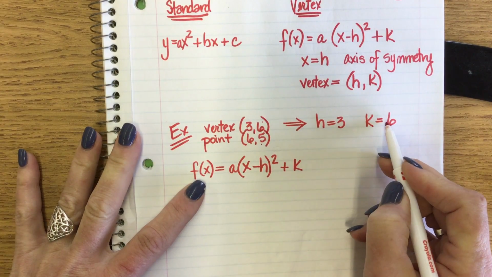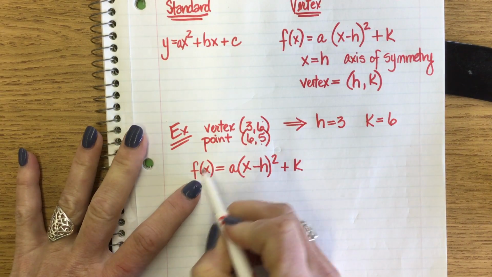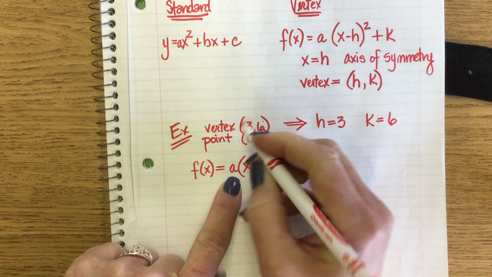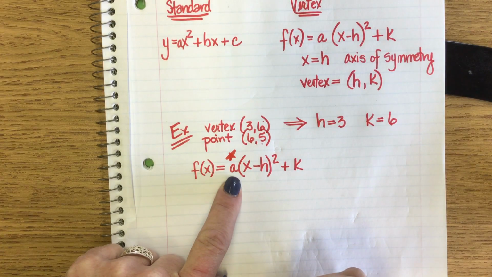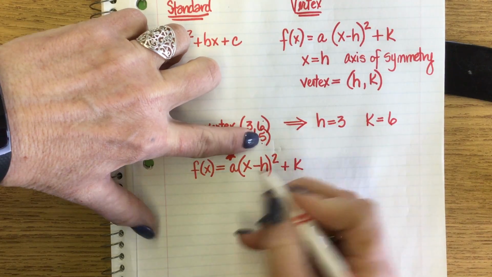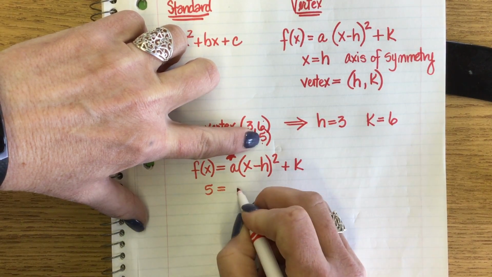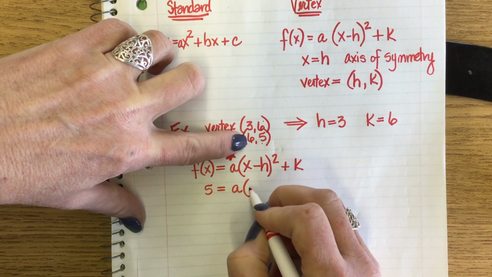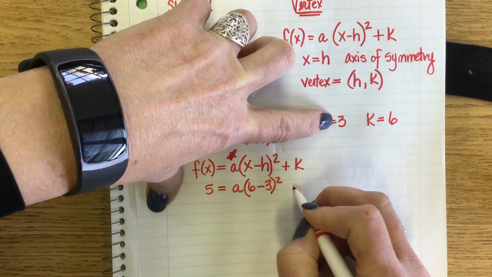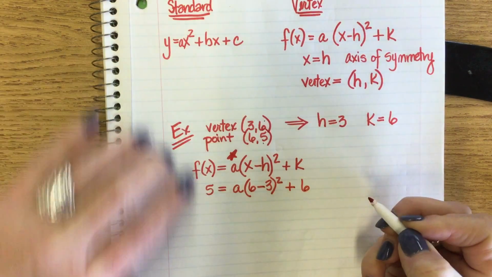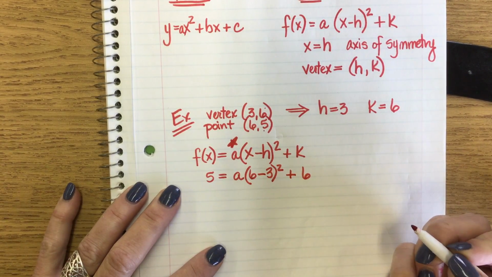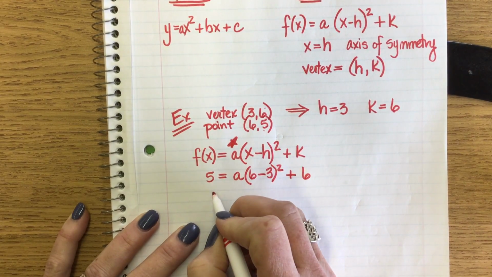All right, so now all I'm going to do is substitute it. And I also have a point that I can substitute for my y and substitute for my x to solve for my a. Okay? So using my point, y is going to be 5 is equal to a times my x, which is 6, minus my h, which is 3, squared plus 6. Now I have an equation with one variable, and I can use nSolve, or I can actually isolate the variable.